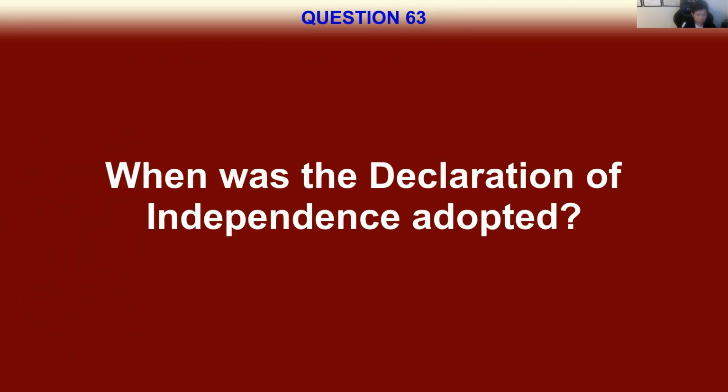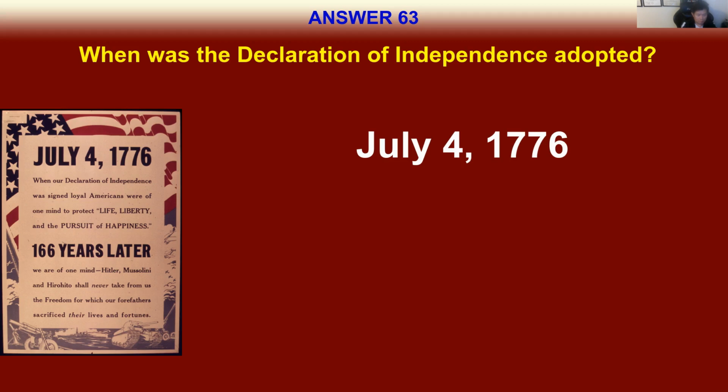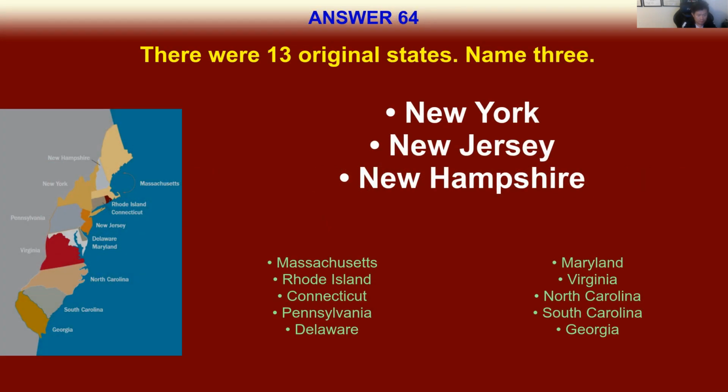When was the Declaration of Independence adopted? July 4, 1776. There were 13 original states. Name 3. New York, New Jersey, New Hampshire.